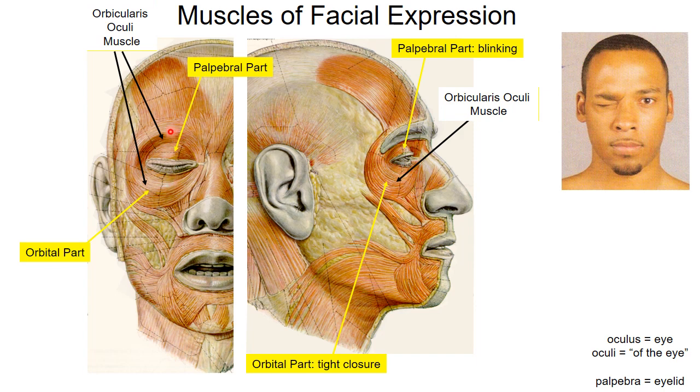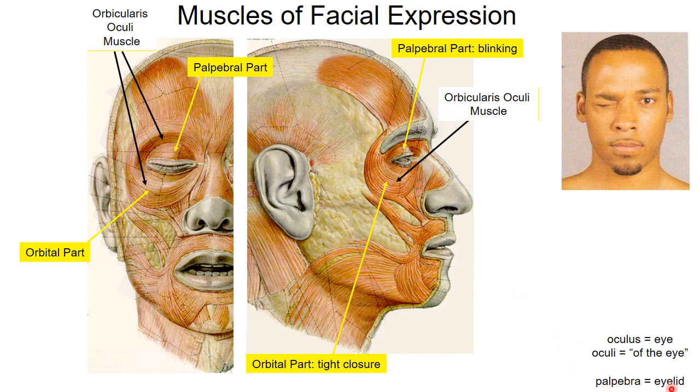First, there's an orbital part that goes around the outside right here. This is basically lining the bone around the orbit, the orbital margin right here. This is not on the eyelid. This is referred to as the orbital part of the orbicularis oculi muscle. And again, that's really the muscle that does this. When you squeeze your eye closed tightly, that's the orbital part of your orbicularis oculi that's doing that. But there's also this thin little palpebral part right here.